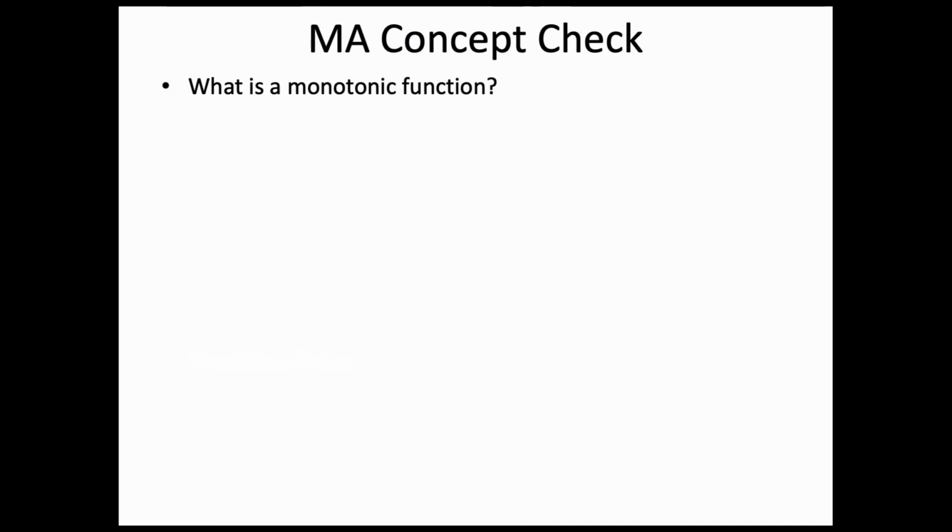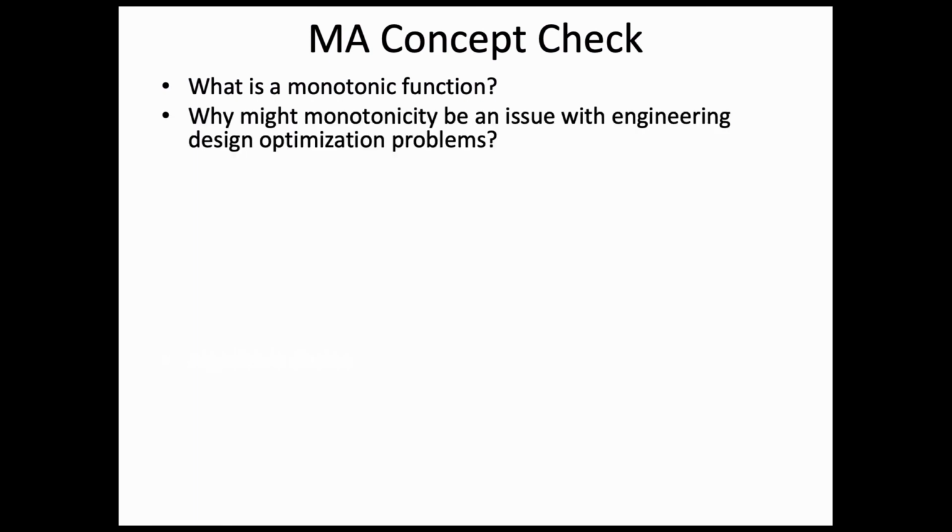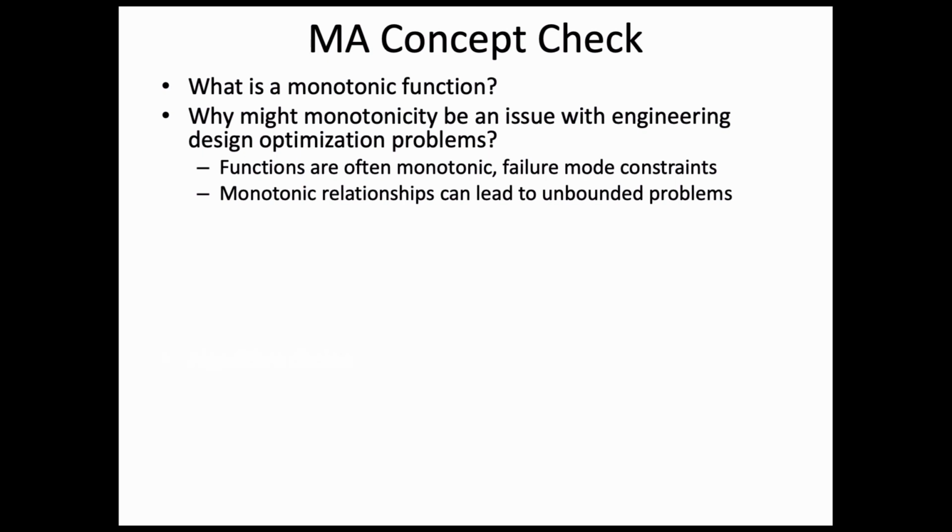Let's go through a quick concept check, focusing on monotonicity analysis. First, see if you can answer to yourself, what is a monotonic function? If you're not sure, please go back and review. Why might monotonicity be an issue with engineering design optimization problems? Functions are often monotonic, usually linked to the physical nature of the problems. For example, failure mode constraints. If we have monotonic relationships in a problem, it brings with it the potential to have unbounded problems.